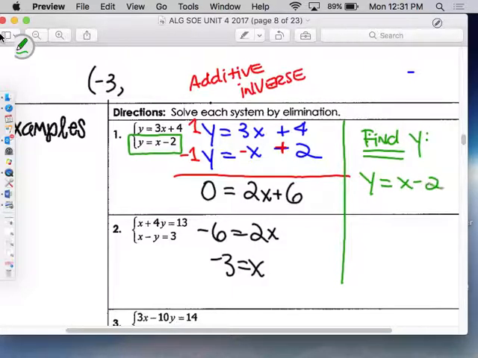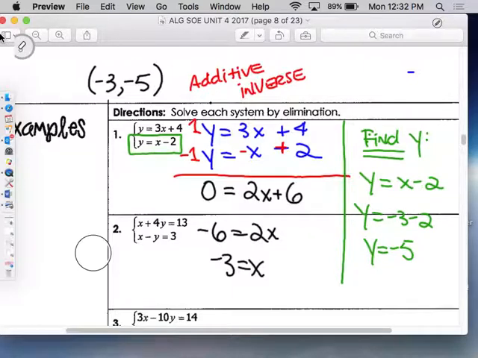Y equals x minus 2. If x has a value of -3, then y itself is -5. So the ordered pair solution for this system is the point (-3, -5). If I were to graph the two equations, they would intersect at the point (-3, -5). But now we're learning algebraic methods for solving so that we don't have to graph to solve all the time.